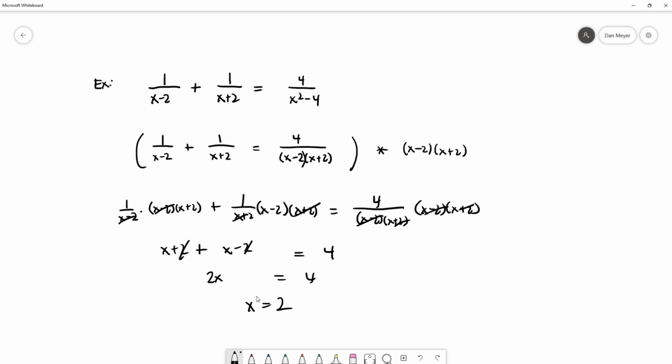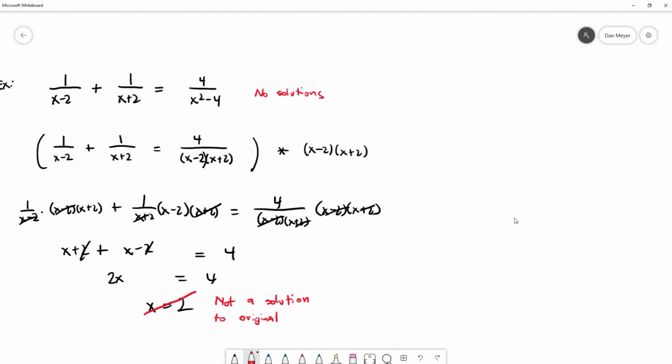Anyways, x equals 2 doesn't work in the original equation, and so we're going to go ahead and say, well, that's not a solution. In fact, our original equation has no solutions. Okay, so I think that's roughly the process that the video took, multiplying on both sides of the equation by a common denominator.